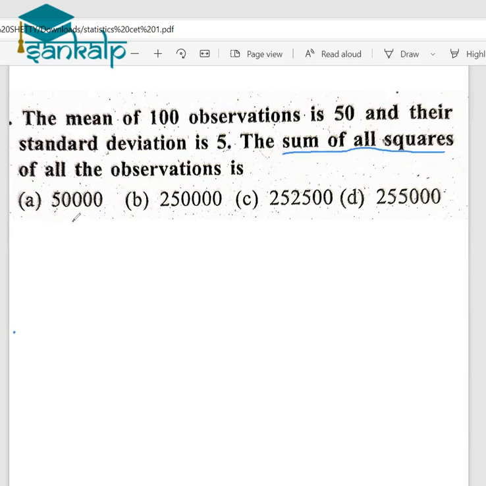So to simplify this, we are making use of the second result on standard deviation. That is, sigma is equal to the square root of sigma xi square upon n minus sigma xi upon n whole square. Okay, whole square. So this result we are making use of. In this case, the sigma value is given to us. It is equal to 5.